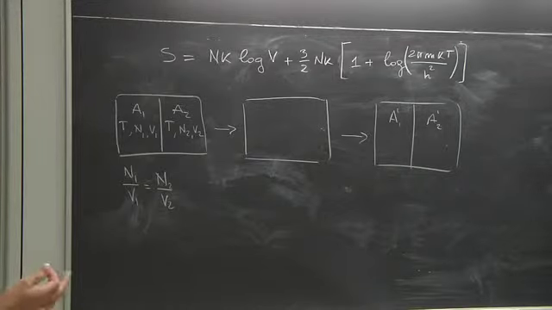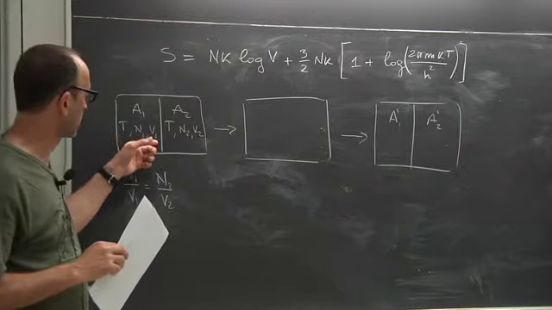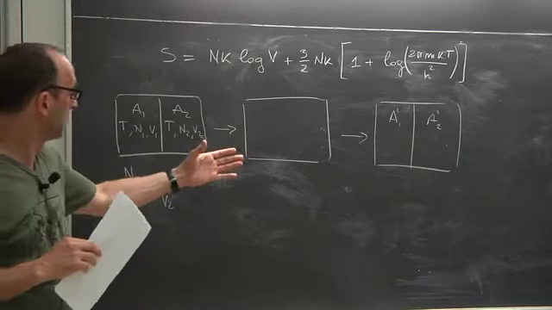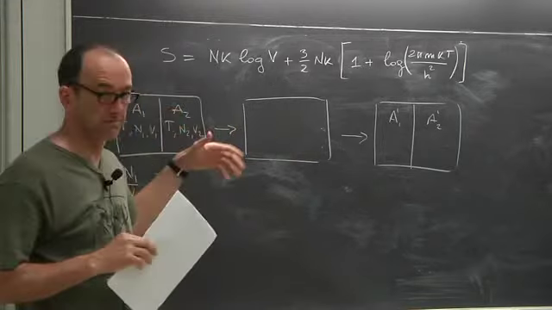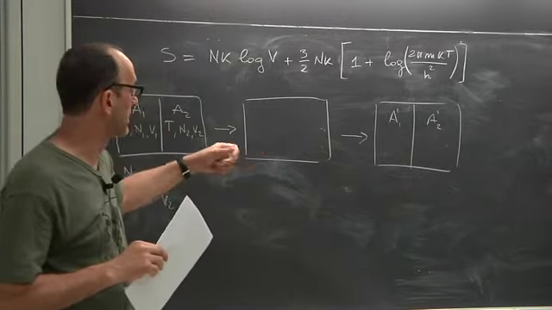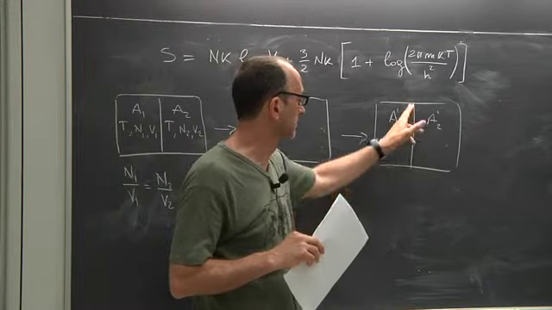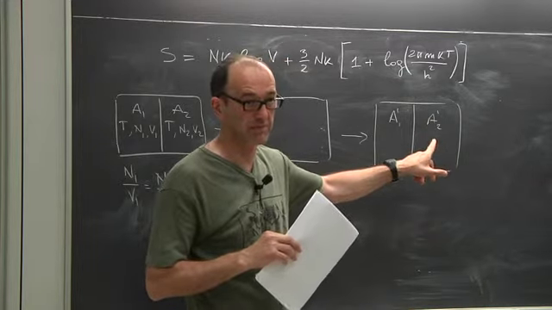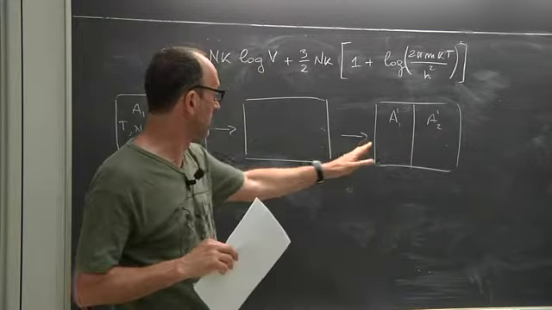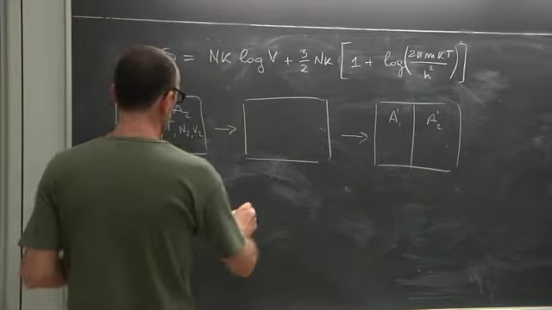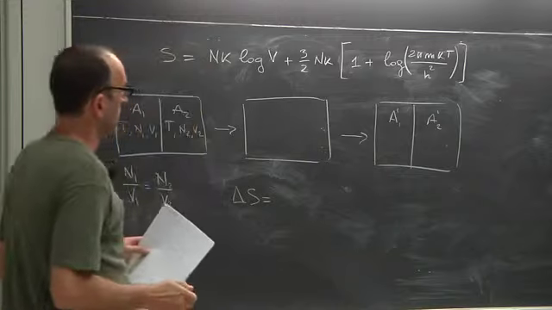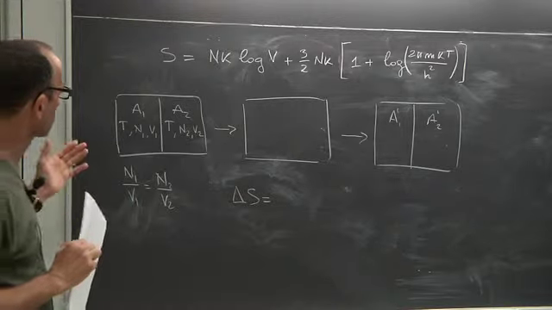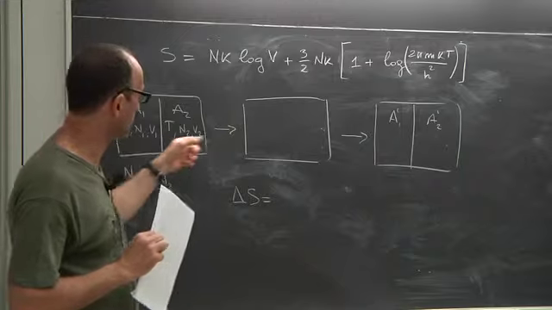Now, if the molecules of the gas in system 1 and in system 2 are different, then this is an irreversible transformation, because at this stage the particles will mix, and when you put back the wall between the two systems, you will have a different macroscopic system. This is an irreversible transformation, and the change in the entropy is just given by the change in the entropy between this system and this system.